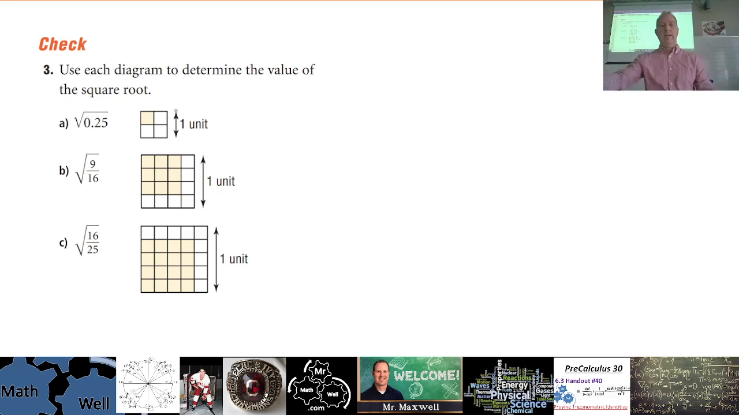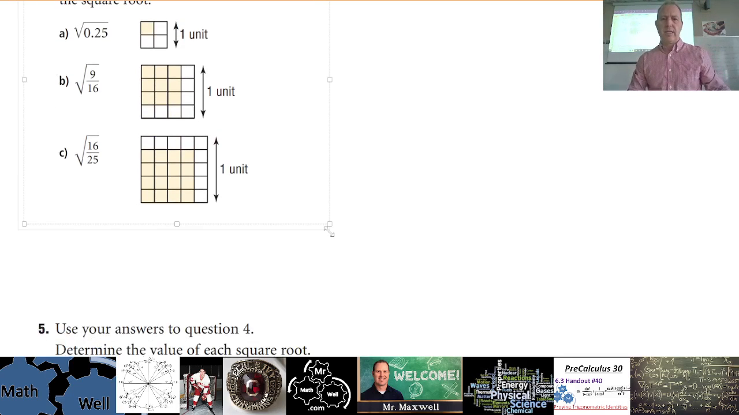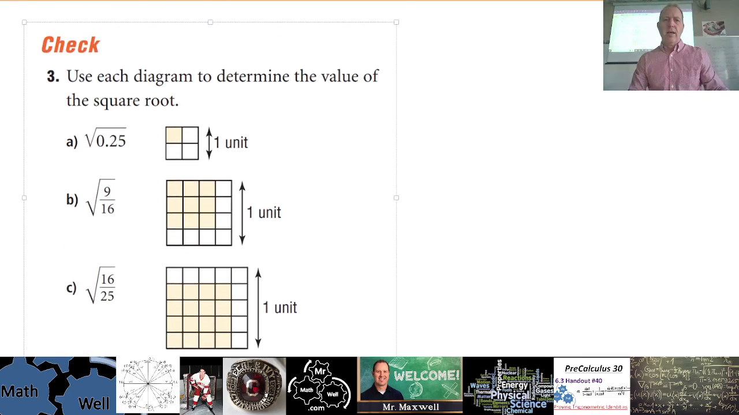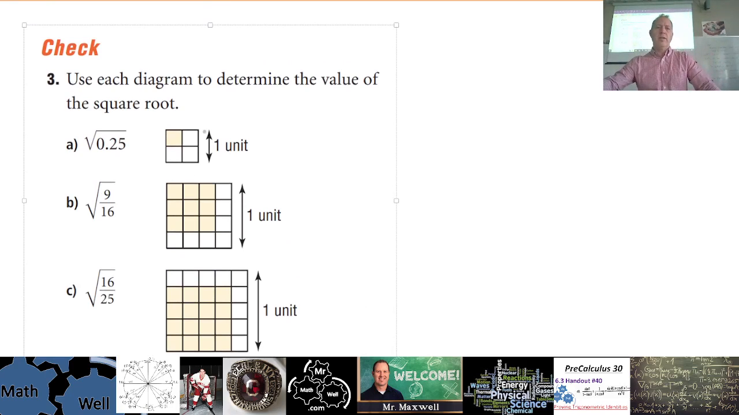How can we use the diagram to help? Well, I'm going to zoom in here a bit so you guys can see this a bit better. The diagram, this is 1 unit here, it says. That's 1 unit. And so this little yellow square represents 1/4 of 1 unit. So this is actually 0.25 as an area.